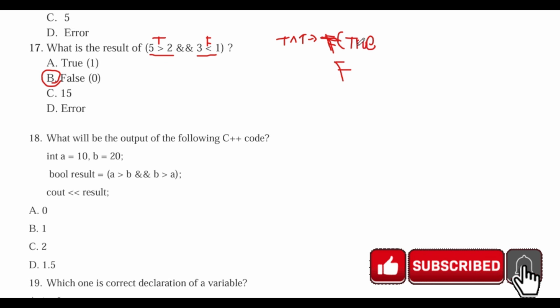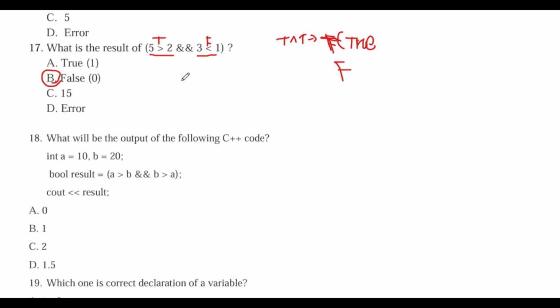Look at this one. If you are using this or, true or false, you can say true. True or true, you can say true. Only false or false is what? False. In what? In or. So this is end. You have to understand this one.